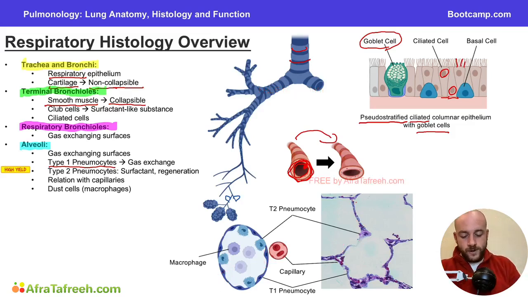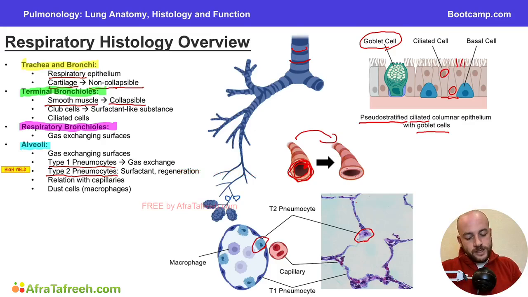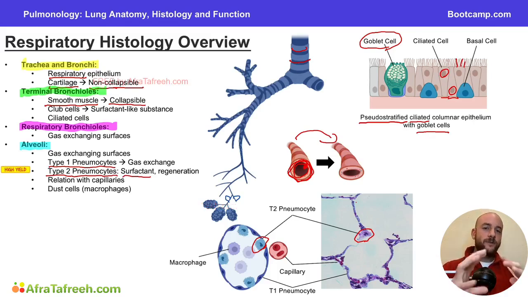Next, we're going to go over the type 2 pneumocytes. And the type 2 pneumocytes are very high yield. There are these large cells that live in the corners of the alveoli. So they look like these large cells here, and they live in the corner of the alveoli. And they have 2 important roles. The first is the production of surfactant. And we're going to be talking about surfactant in detail in the physiology video. But essentially, it helps to keep the alveoli open and prevents them from collapsing.